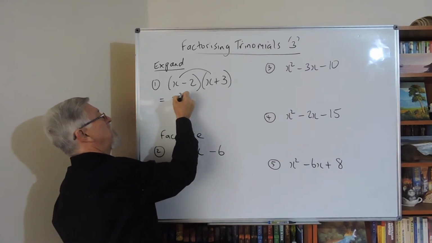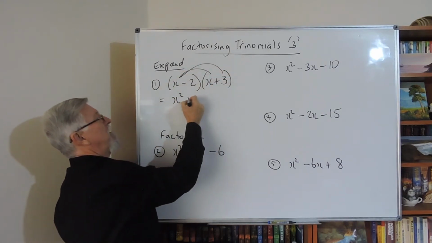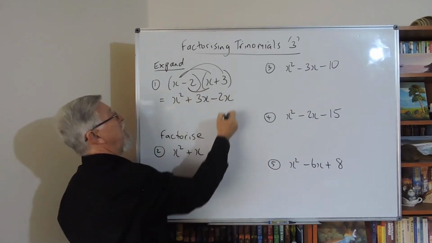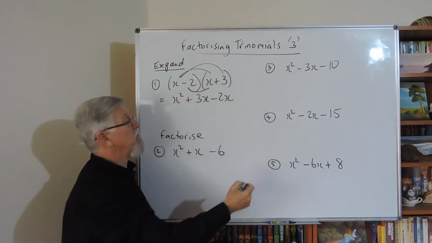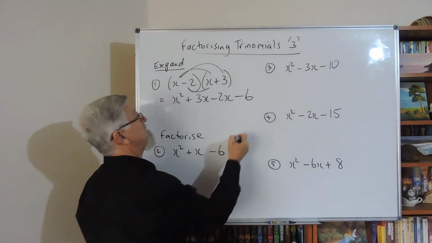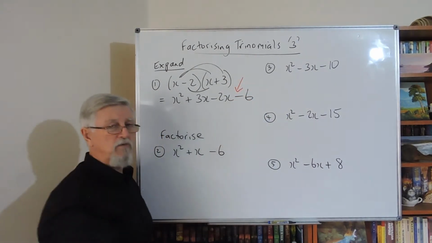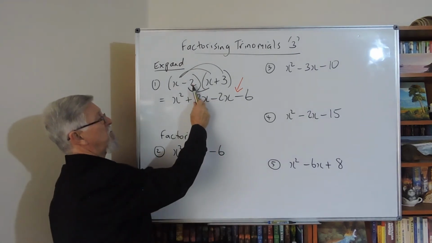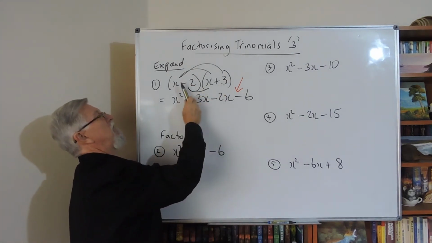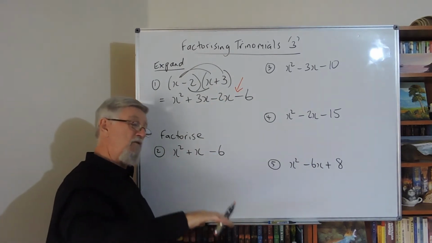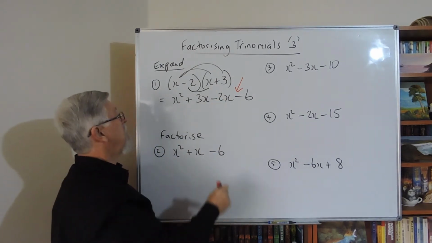X times x is x squared. X times 3 is a plus 3x. Minus 2 times x is a minus 2x. Minus 2 times 3 is a minus 6. So this is the interesting part here, is we end up with a minus 6. Why do we end up with a minus 6? When we multiply those two numbers, one is negative, one is positive, so we end up with a negative. And we can use the words negative and subtraction interchangeably.